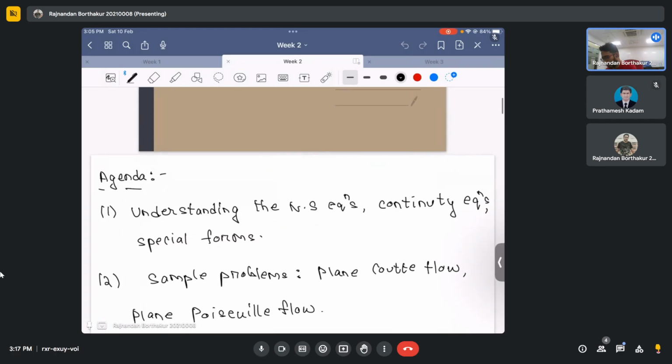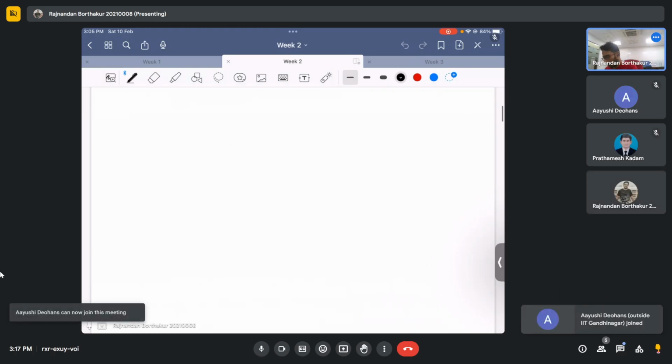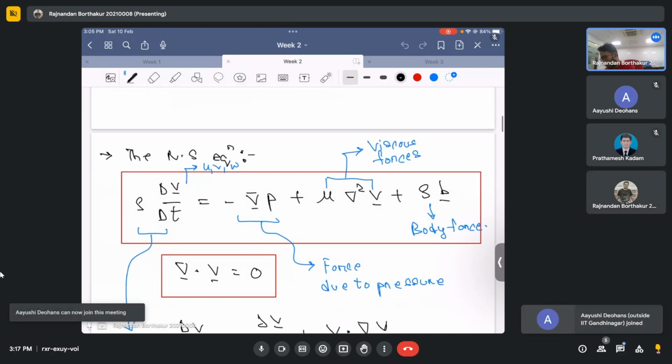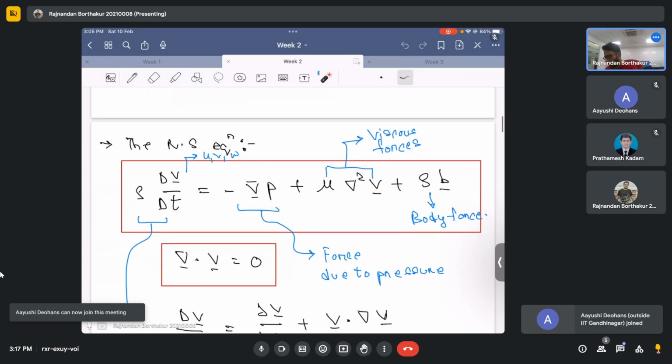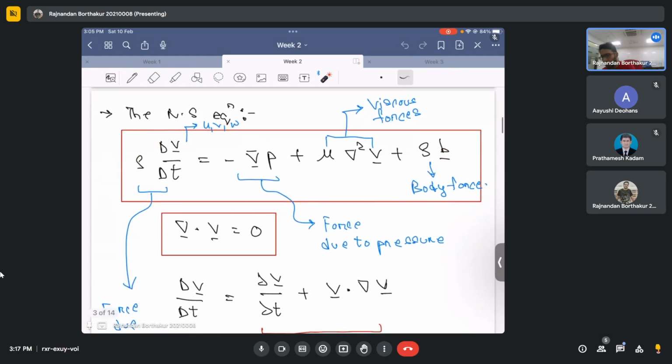So, in the previous week, we basically looked at the Navier-Stokes equation, which appears on your screen as something like this. We tried to understand the different terms involved in the NS equations.